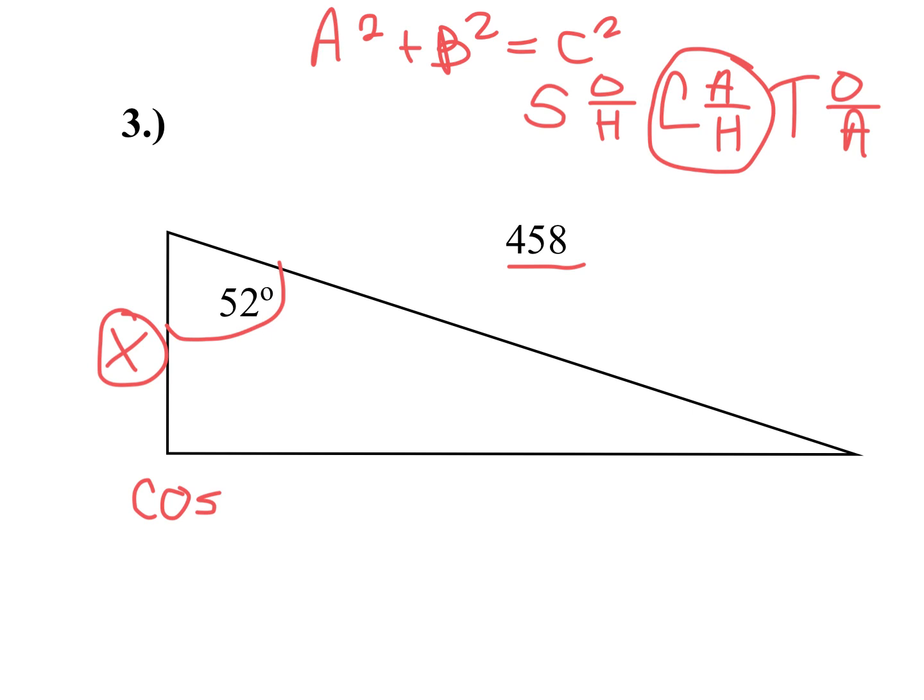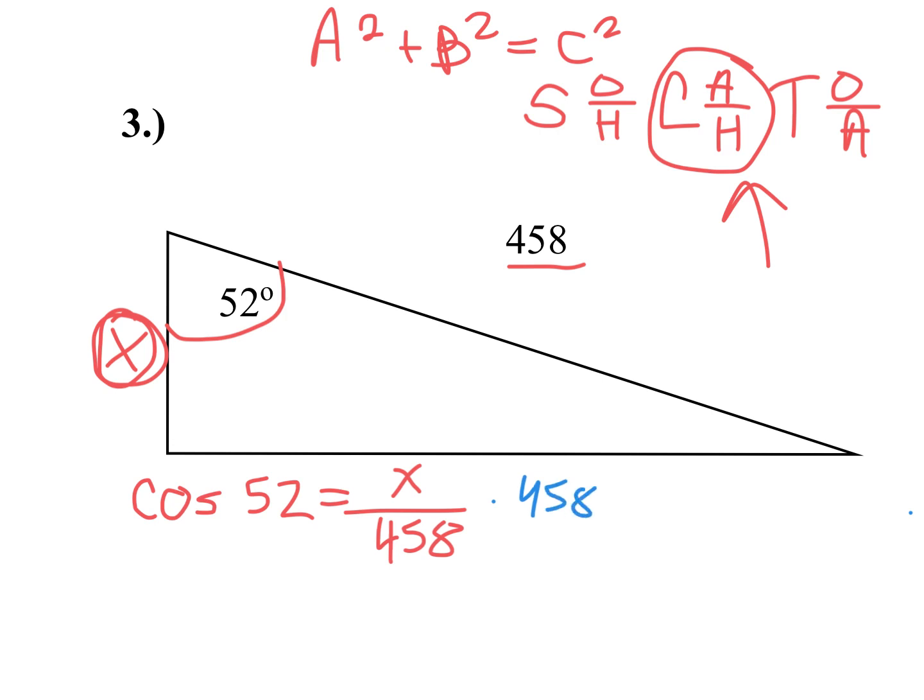I'm going to take the cosine of that 52-degree angle, and since cosine is adjacent over hypotenuse, x is my adjacent side. I don't know that, that's my x. But my hypotenuse is 458. Now, because of that, I can actually solve this triangle to figure out what x is. So first thing I'm going to do is get x by itself. So I'm going to multiply both sides by 458. The reason I want to do that is to get x all alone.